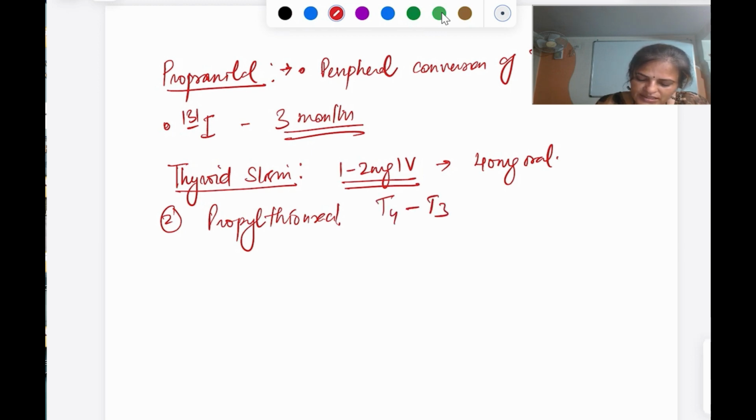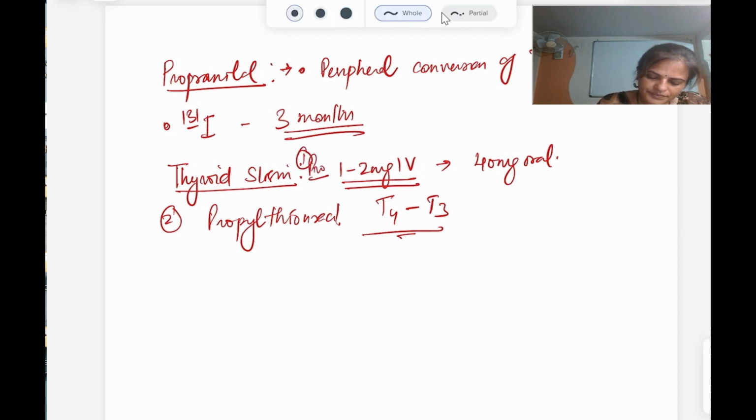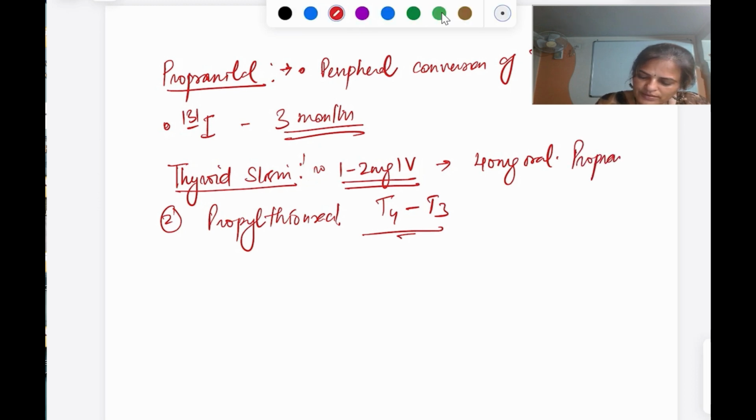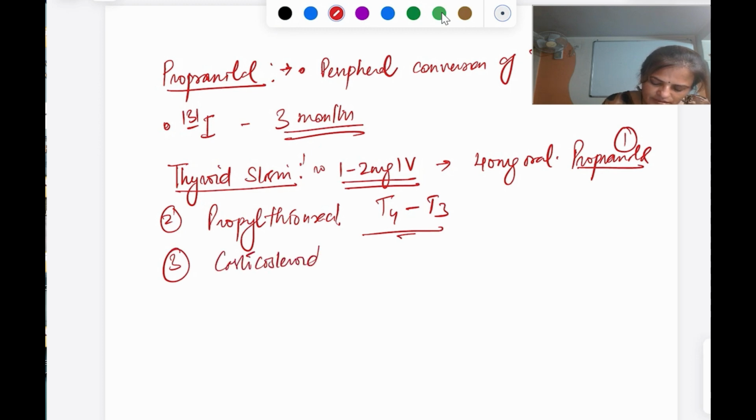ये active वाला है, इसमें इसको कम करना. सबसे पहले आई आपकी ड्रग प्रोप्रानोलॉल. This is number 1 drug. ठीक है. So number 1 is propranolol. Number 2 is propylthiouracil. Then we give the corticosteroids. जो भी आपके thyroiditis or anything is there, if there is any inflammation or anything, it is going to take care of that. And plus this also inhibits the peripheral conversion of T4 to T3.